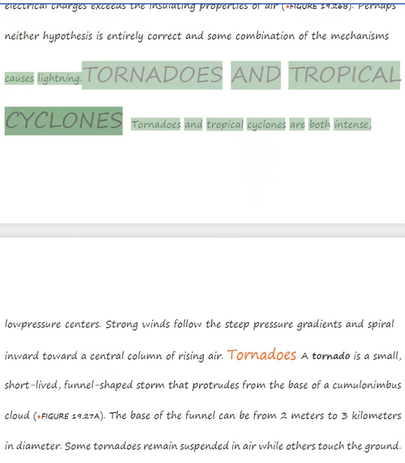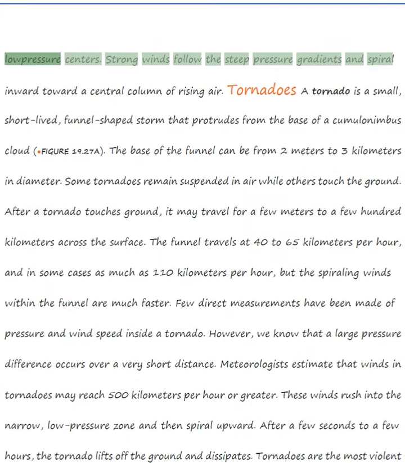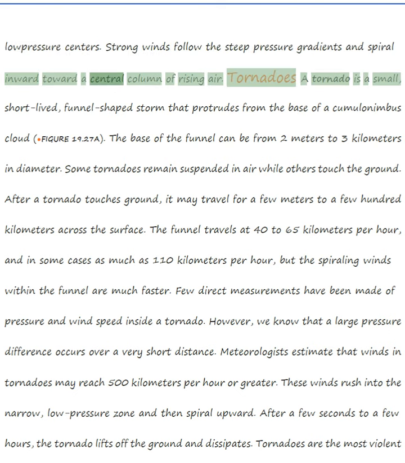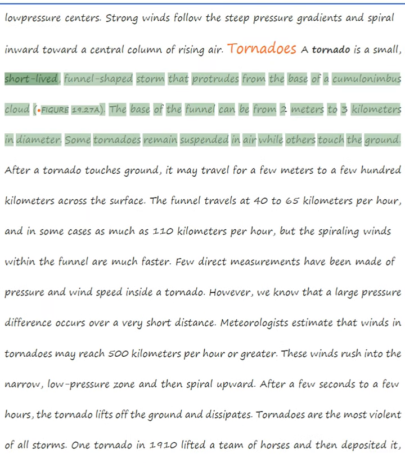Tornadoes and tropical cyclones. Tornadoes and tropical cyclones are both intense low-pressure centers. Strong winds follow the steep pressure gradients and spiral inward toward a central column of rising air. Tornadoes. A tornado is a small, short-lived, funnel-shaped storm that protrudes from the base of a cumulonimbus cloud. The base of the funnel can be from 2 meters to 3 kilometers in diameter. Some tornadoes remain suspended in air while others touch the ground.